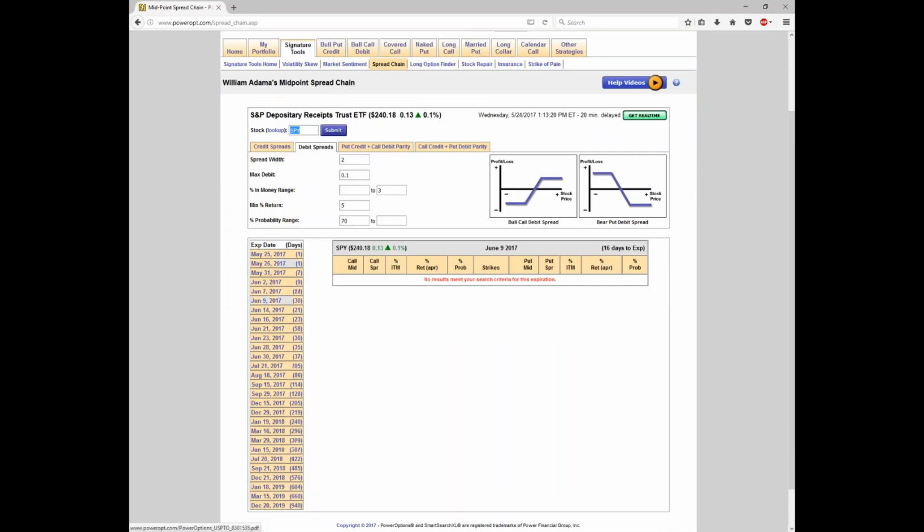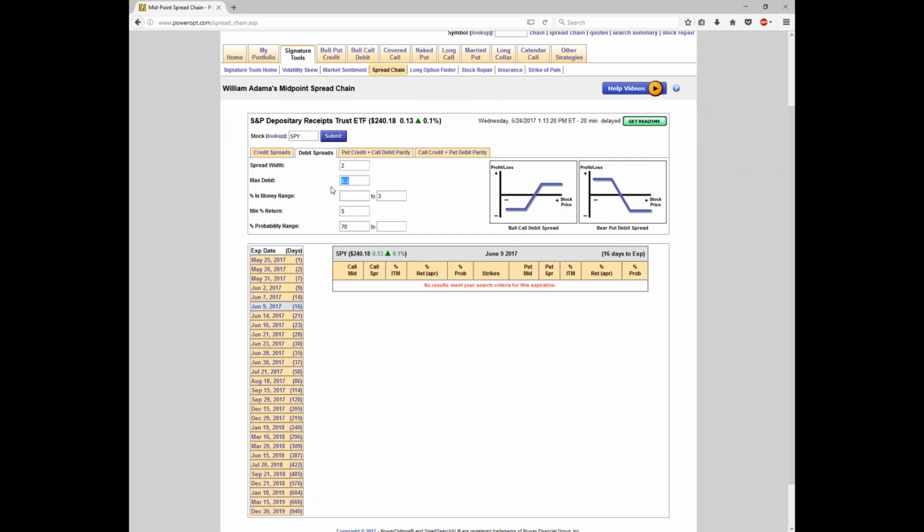Let's see what we got. Oh, okay, take that out. I don't care about the net credit there. 5% return, 70% probability, percent in the money. Oh, I'm sorry, that was my fault. I wanted greater than 2 or 3.